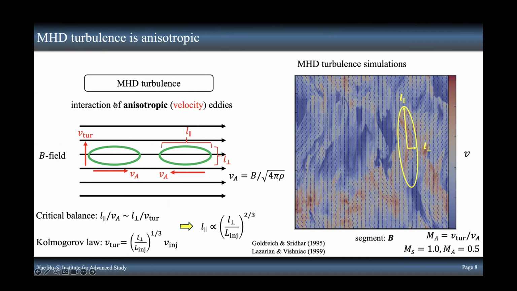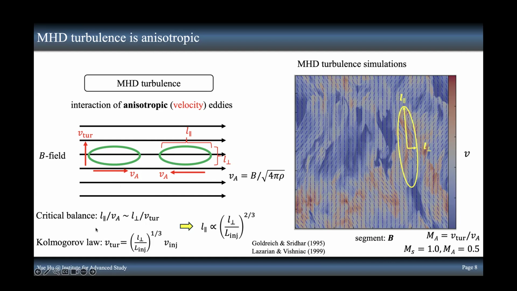Firstly, MHD turbulence is like an interaction of anisotropic velocity eddies. We can think about a simple picture. We have two eddies moving in opposite directions. The moving velocity of the eddy parallel to the magnetic field is the Alfvén velocity. In the perpendicular direction, the velocity is the turbulent velocity because the cascading is preferentially along the perpendicular direction. If the two eddies collide and are destroyed, there is a critical balance. The time scale to destroy the eddy along the parallel direction, L parallel over the Alfvén velocity, equals the time scale to destroy the eddy along the perpendicular direction, L perpendicular over the turbulent velocity.